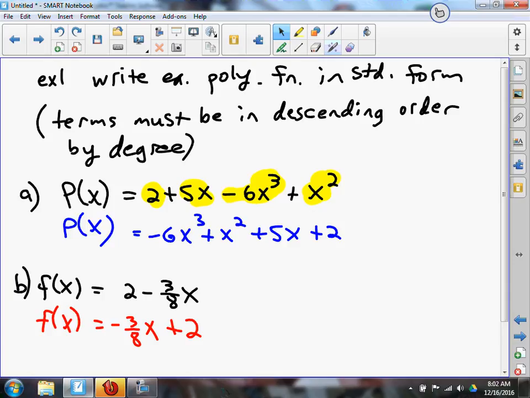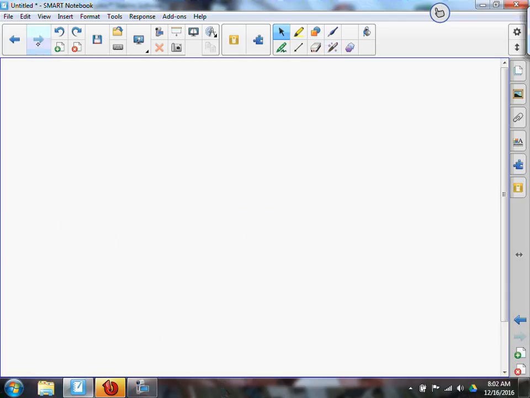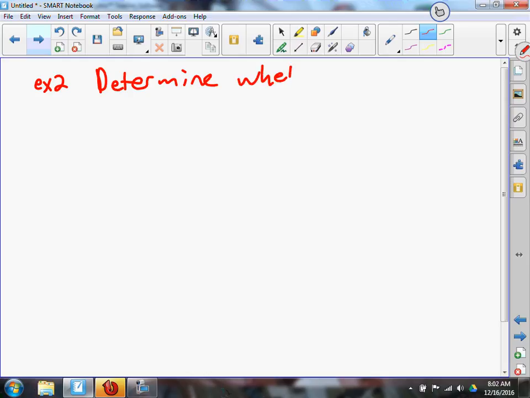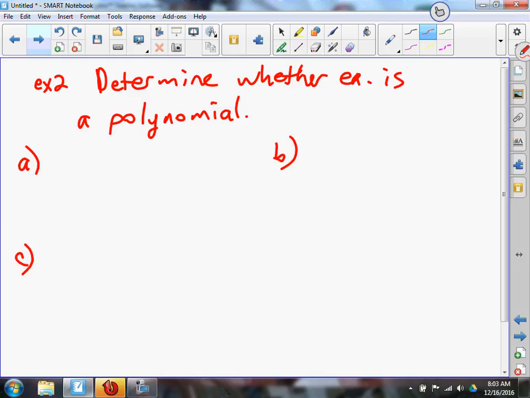It's been a while since I've done one of those. I think I might have to do 2 more. So example 2 is kind of weird. Example 2, determine whether each is a polynomial. Number A, number B, number C, number D. Determine whether each is a polynomial. So here I'm not even going to write polynomial functions. I'm just going to put polynomial expressions up here. And I want you to tell me if it's a polynomial or not.